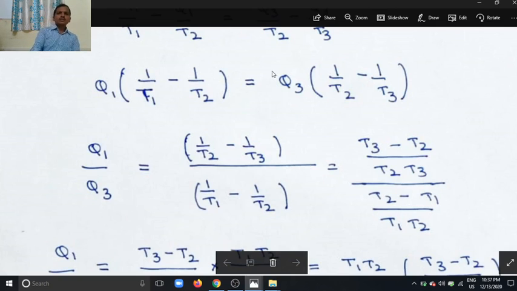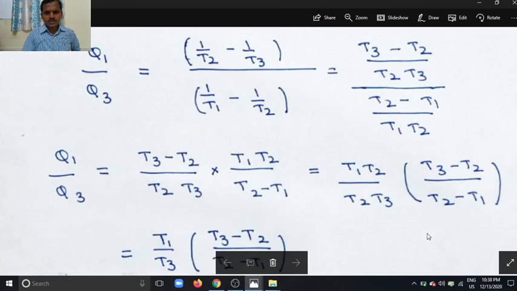Now this is the final step. We know already the COP of the vapor absorption refrigeration is Q1 by Q3. So 1 by T1 minus 1 by T2 goes as the denominator, and 1 by T2 minus 1 by T3 as the numerator. Simplifying, this becomes T3 minus T2 divided by T2 into T3, over T2 minus T1 divided by T1 into T2.